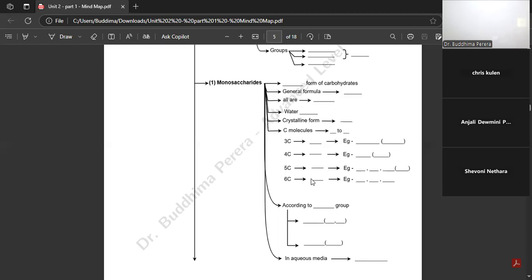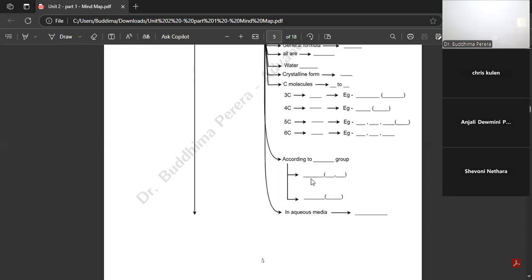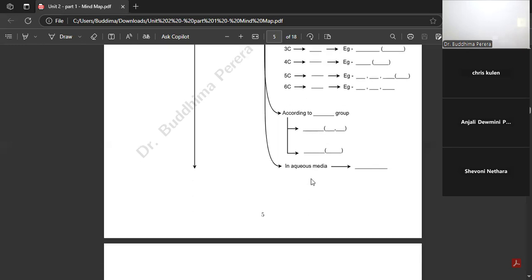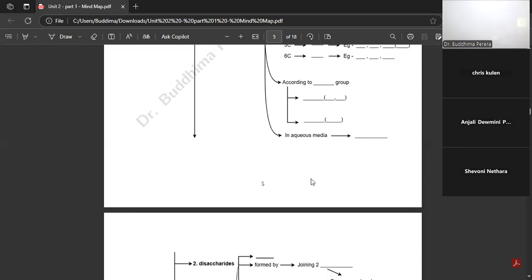When there are 6 carbons, we call it hexose. Hexoses are glucose, fructose, and galactose. According to the carbonyl group, there are 2 types, aldoses and ketoses. Aldoses are glucose and galactose. Ketose is fructose. In aqueous media, some are in ring form. Right. That's what we have done in the previous days.